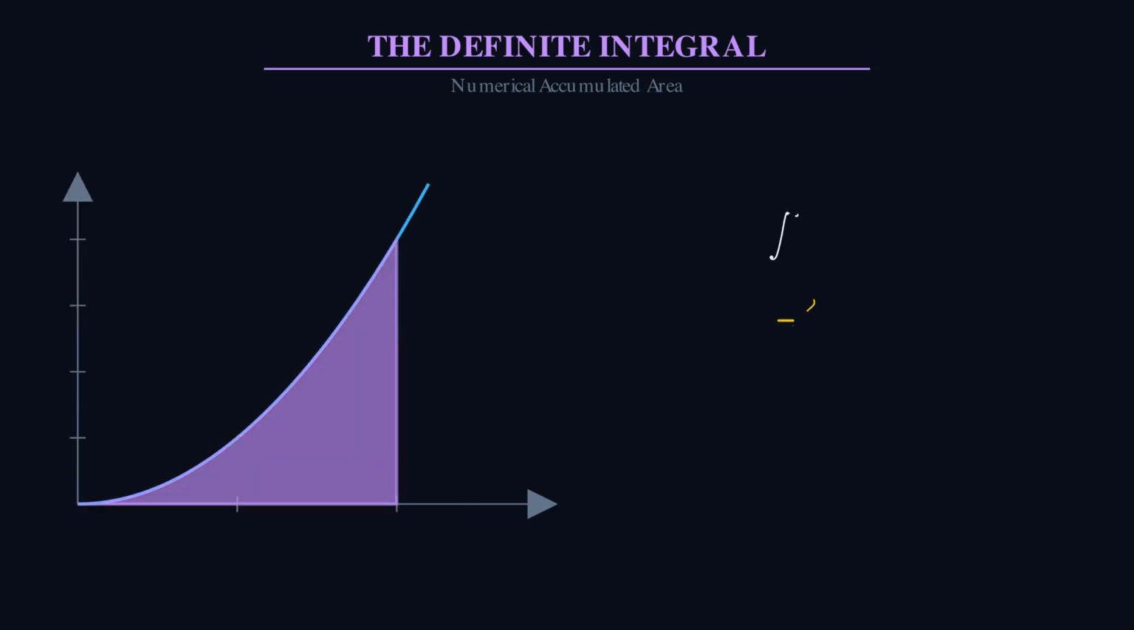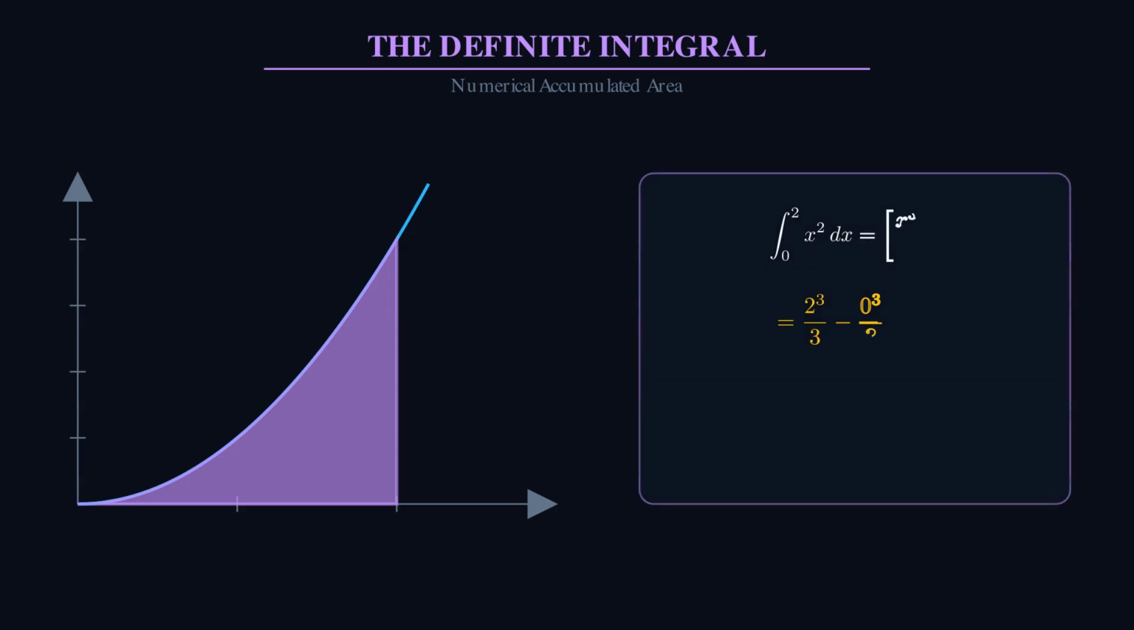A definite integral computes a specific numerical area between bounds A and B. Here, integrating x squared from 0 to 2 gives exactly 8/3.